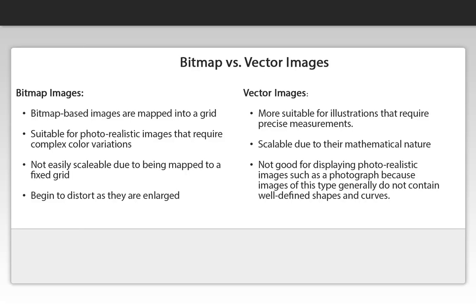In contrast to bitmaps, vector images are mathematically based. They lend themselves to situations where it is necessary to have very precise measurements. Due to the fact that they are mathematically based, they can be scaled to any size. This is very important for images such as logos and graphics that could later on be used for large signs such as billboards.